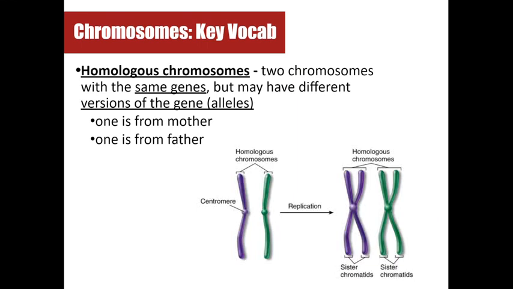All right, some more key vocabulary for you is homologous chromosomes. So, homologous chromosomes are two chromosomes with the same genes, but may have different versions of the gene, which is also known as alleles. So, this is when one comes from the mother and one comes from the father.